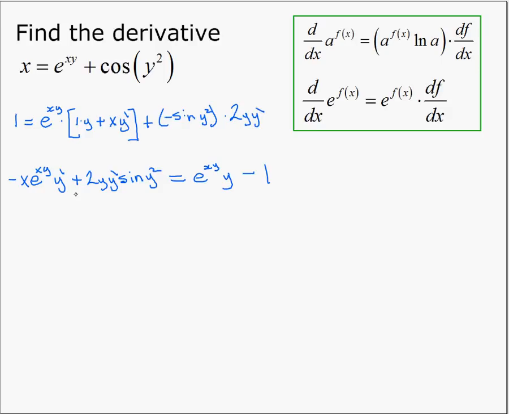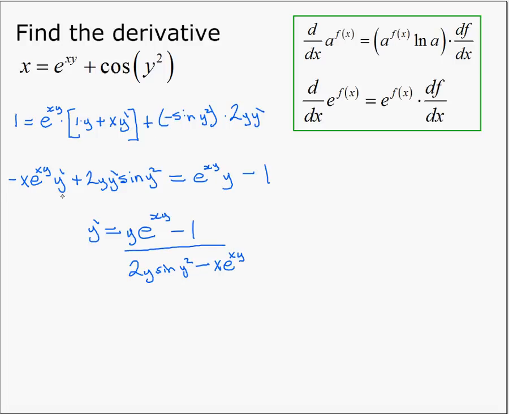Common factor y prime, so it's going to come outside, and what's left inside will be divided on the right. So that leaves us with e^(xy) times y minus 1 over all the pieces that are left here when we factor out the y prime. And we'll change the order just to make it look nicer. So that's 2y sine of y² minus x e^(xy). And that's the final answer.